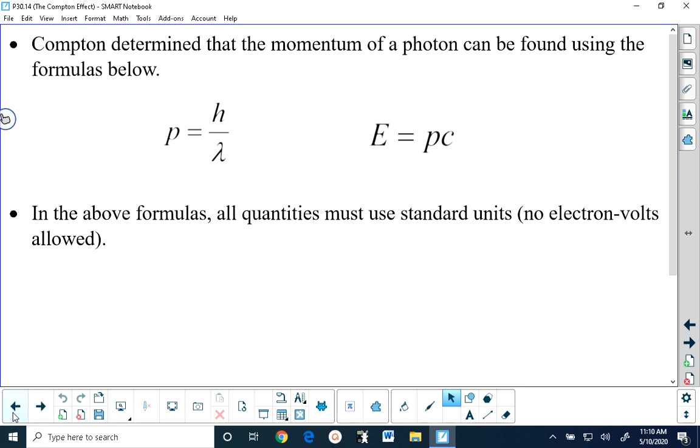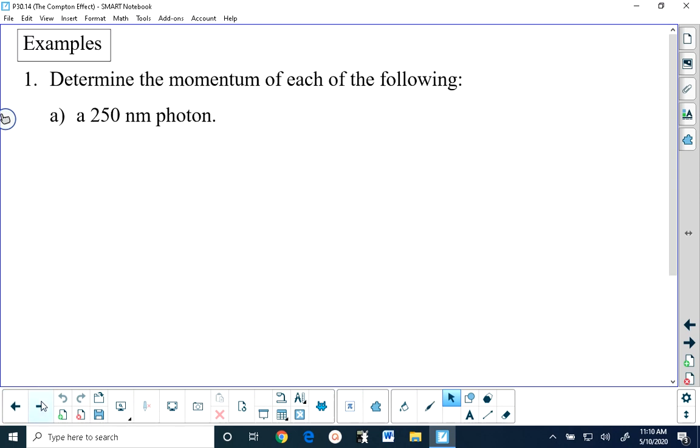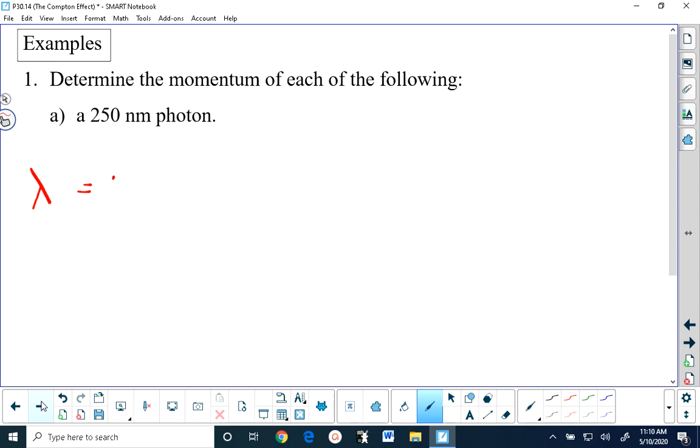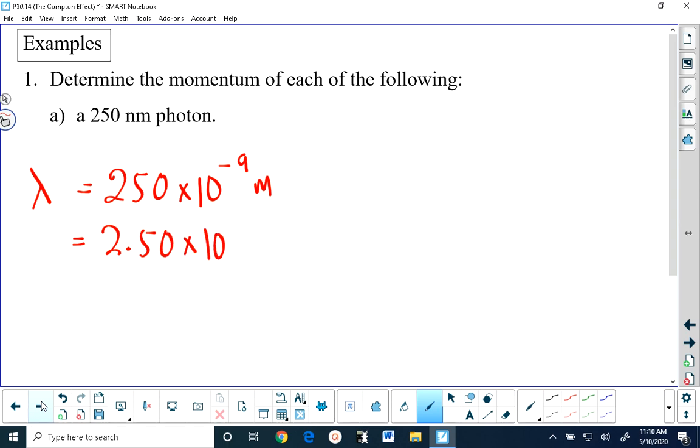So we're going to start off with a few preliminary questions where we're working with those formulas and talking about momentum of photons. The first example asks us to determine the momentum of each of the following. We have a 215 nanometer photon. So the wavelength is 250 multiplied by 10 to the negative 9 meters. If you wanted to put that into standard scientific notation, it's 2.50 multiplied by 10 to the negative 7 meters.